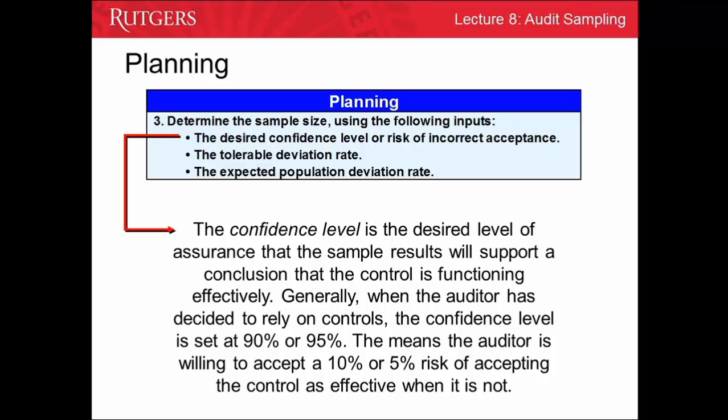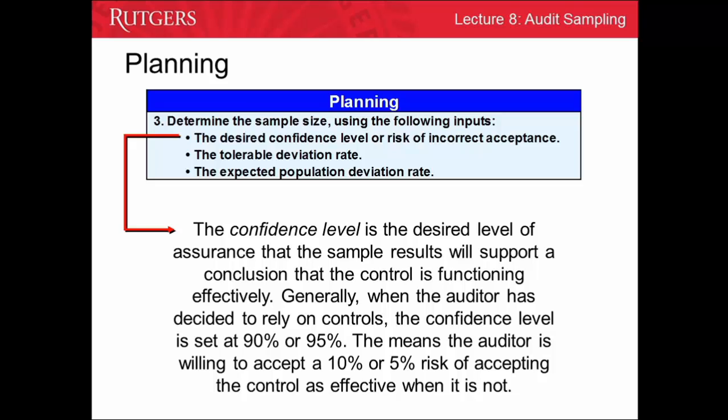They are the designed confidence level, tolerable deviation rate, and expected population deviation rate. Auditing standards require that auditors give adequate consideration to the appropriate value of these inputs. Because of the difficulty of making these input judgments, determining the sample size is typically the most difficult step of an audit sampling application.